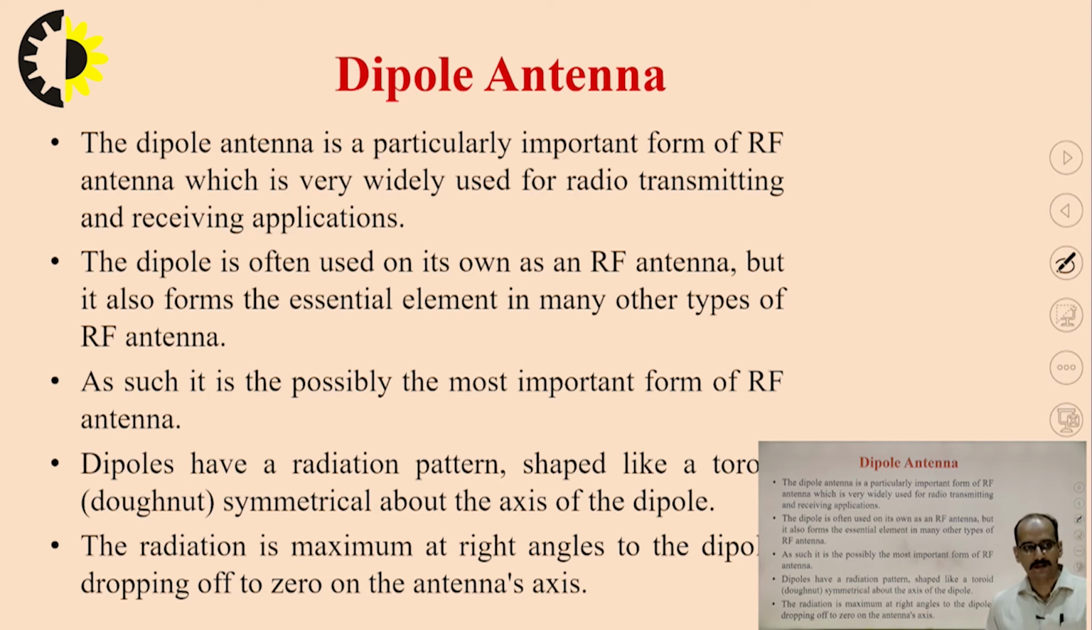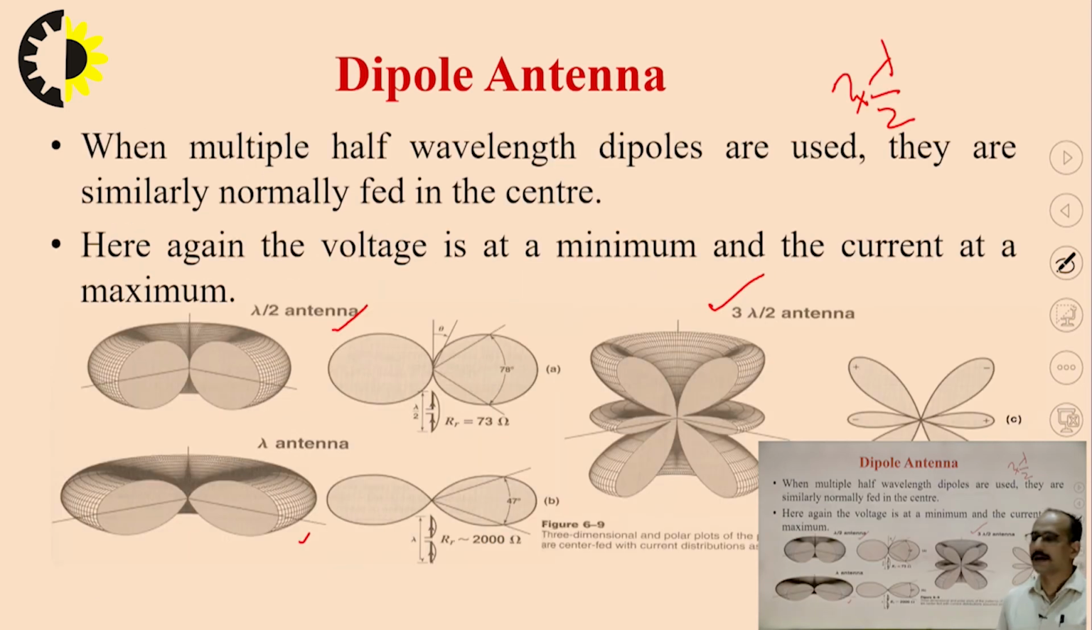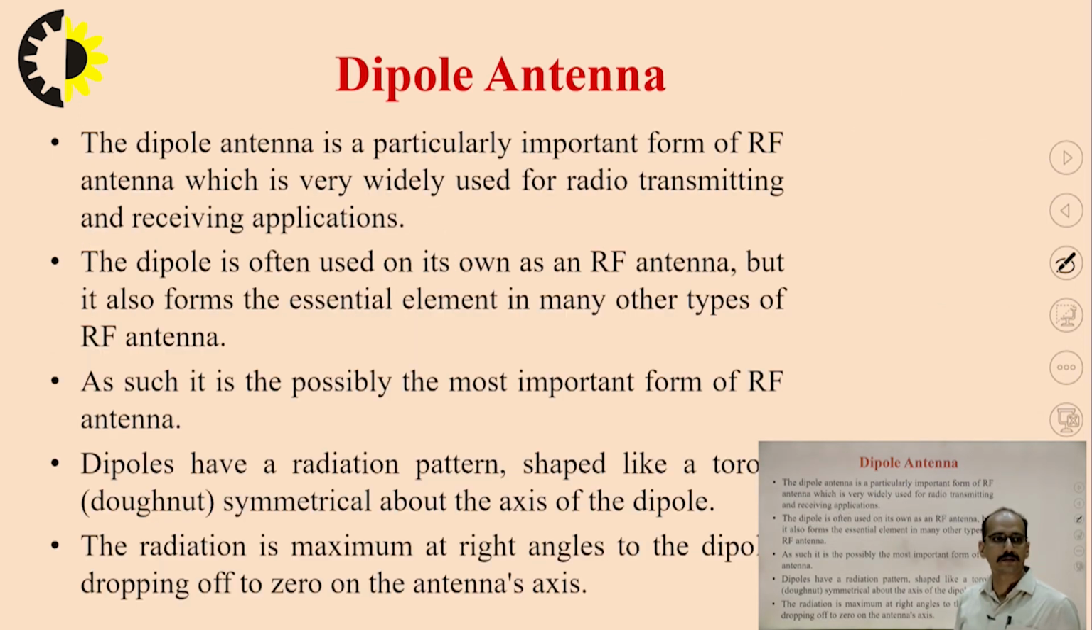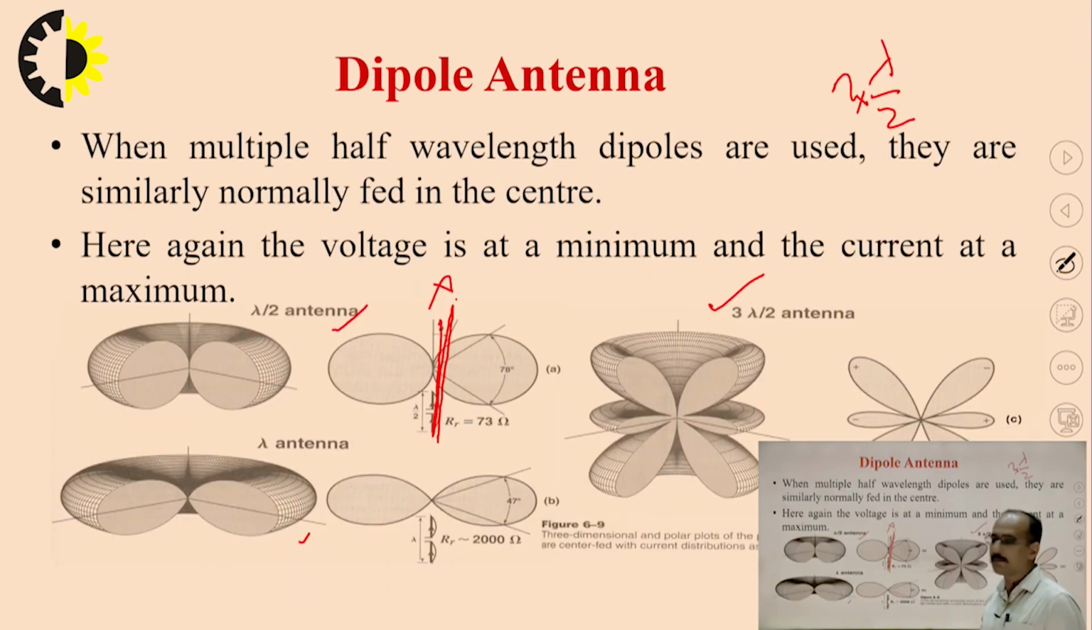So it means the radiation is maximum at right angles to the dipole, dropping off to 0 along the antenna axis. You can see in this diagram, this is the antenna axis. Here the radiation pattern in power is minimum. You can see that the radiation is minimum, but in this perpendicular direction the radiation is maximum.